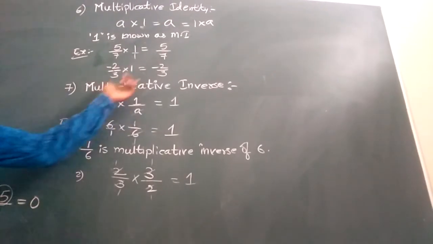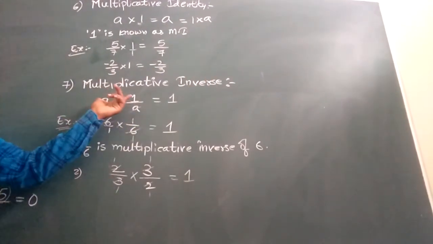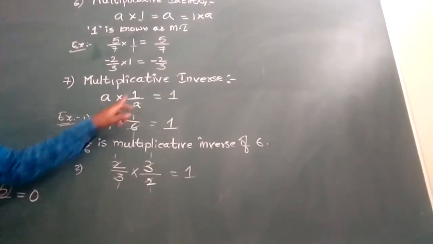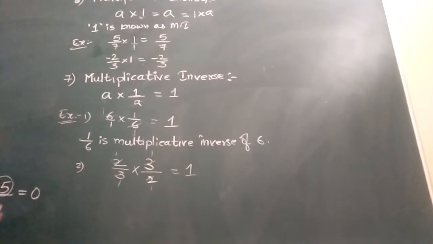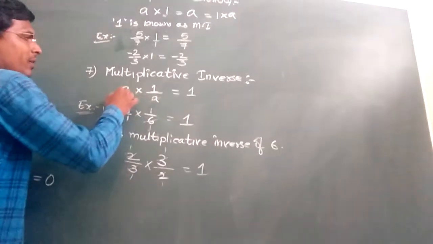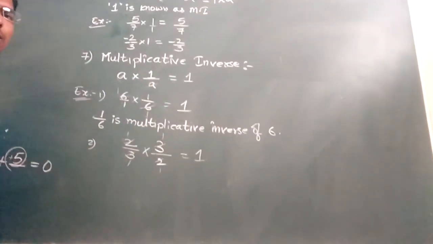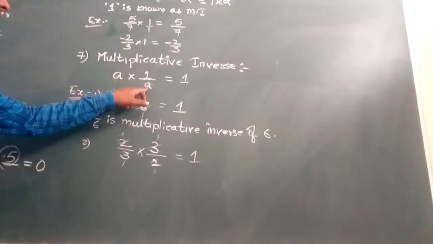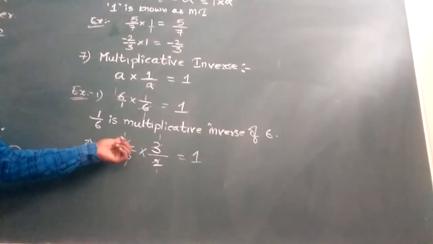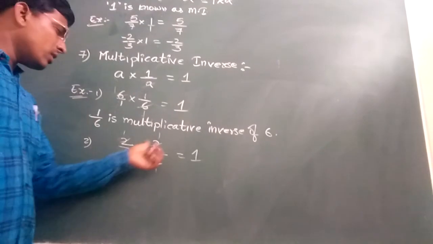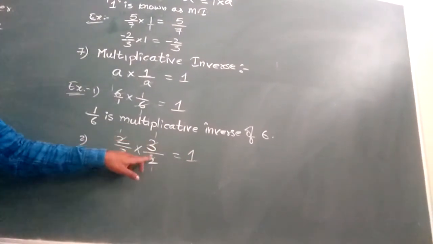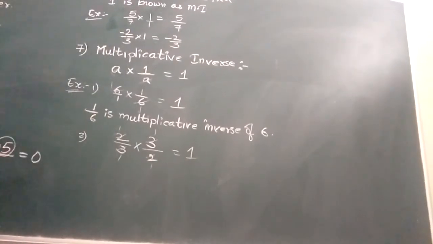Next, multiplicative inverse. If you multiply two rational numbers and you get the answer as 1, then those two numbers are known as multiplicative inverses of each other. a into 1 by a: here a will be cancelled and we get the answer as 1. So that's why 1 by a is the multiplicative inverse of a. The example 2 by 3: what is the answer? 3 by 2. If we cancel, we get the answer as 1. Now we can say 3 by 2 is the multiplicative inverse of 2 by 3.